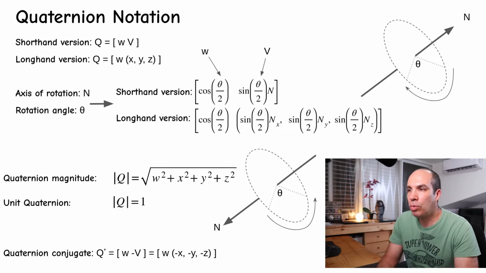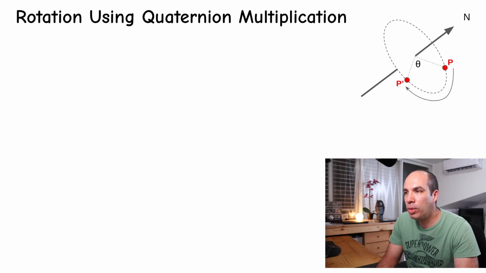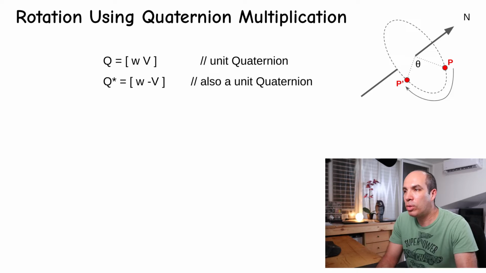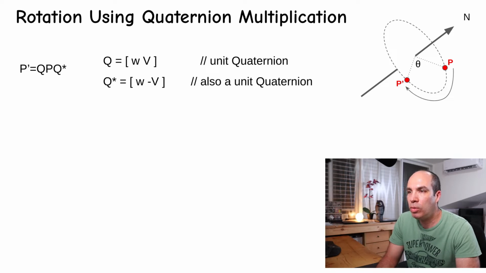The quaternion conjugate leads us directly to the rather mysterious equation of using the quaternion for rotation. So if we have a point P and the rotation quaternion Q, which we know is a unit quaternion, then in order to rotate P around the vector V by theta degrees, we need to multiply Q with P, and then multiply the result by the conjugate of Q. Here we can see the two halves of the rotation that I mentioned earlier.